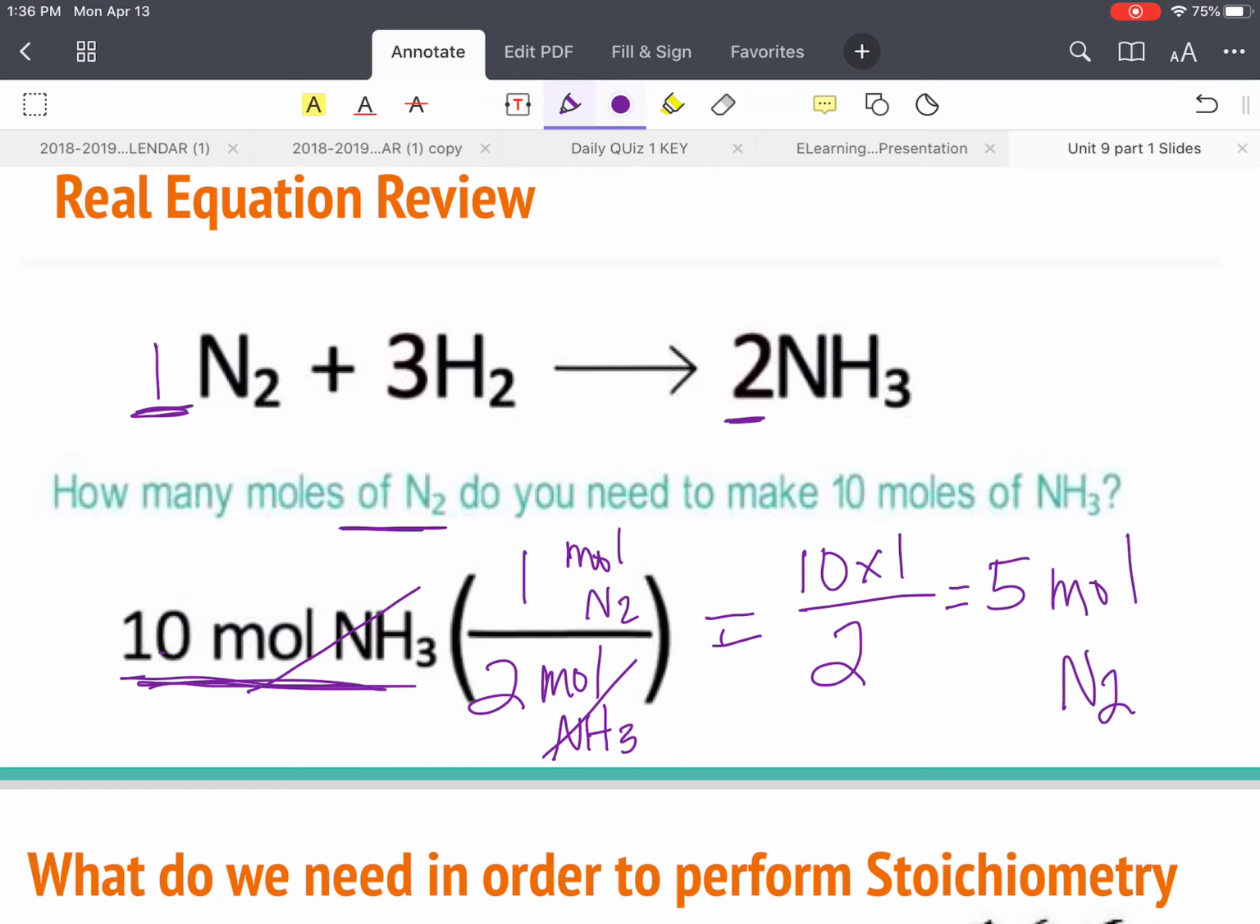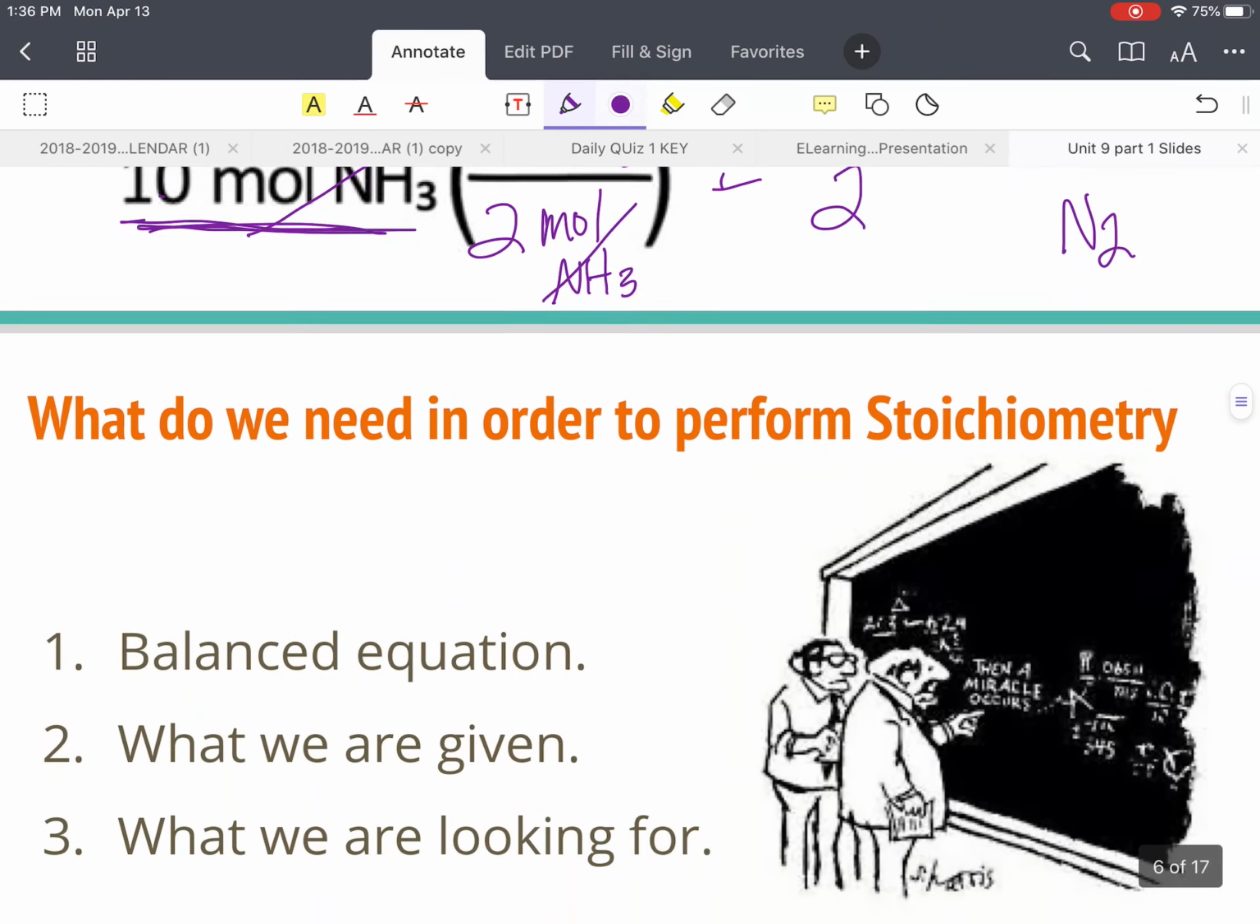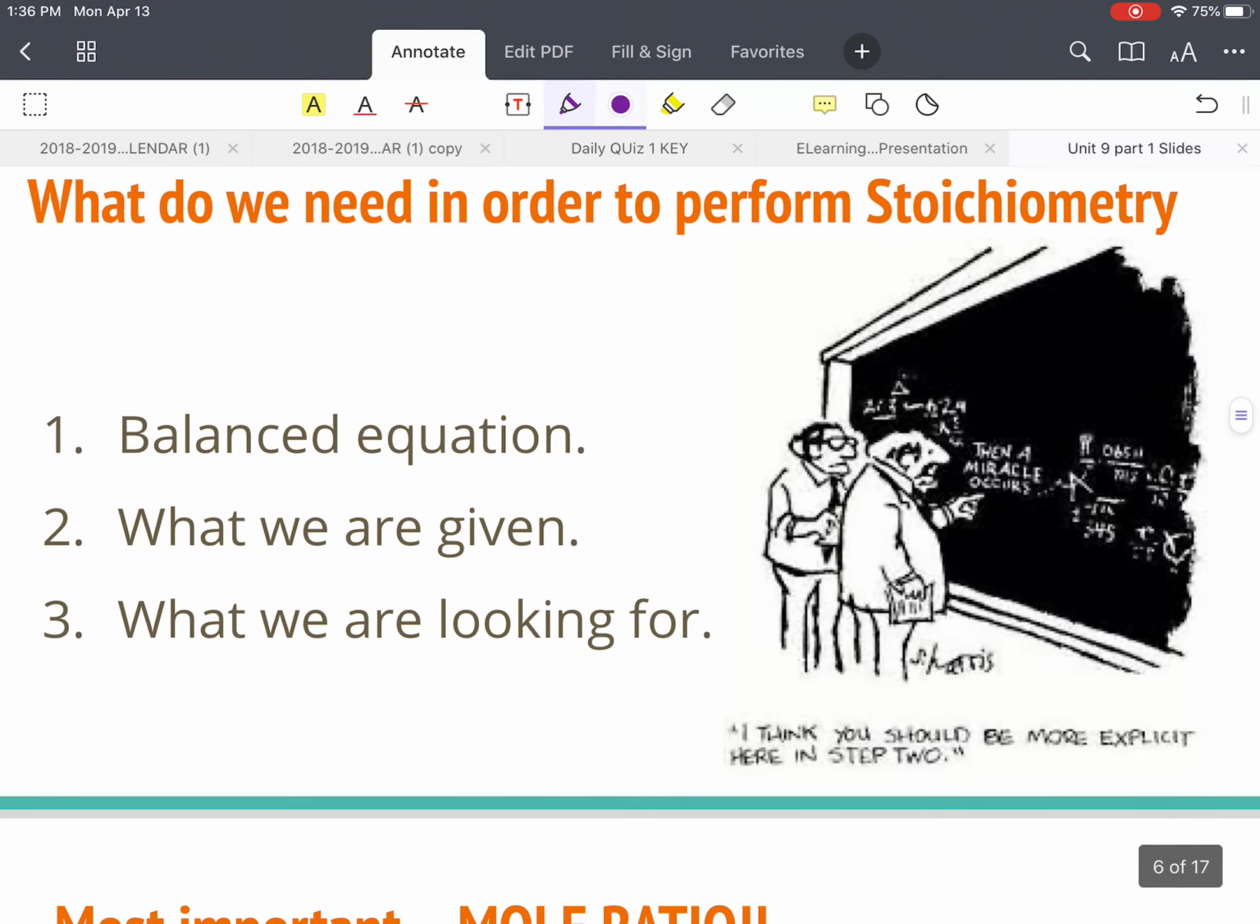Okay, so all I've done is look at it like a recipe. If I have, for every 2 of these, I need 1 of these. It's like every 2 cups of flour, I need 1 egg, or something like that. Okay, so it's kind of like your instructions.